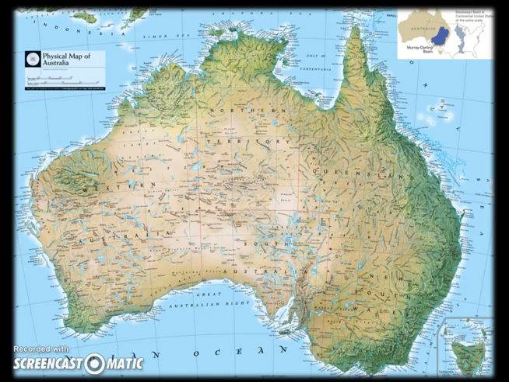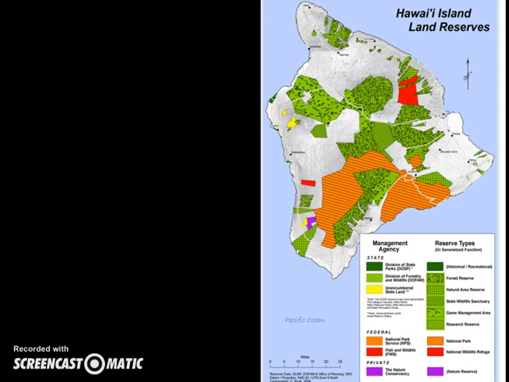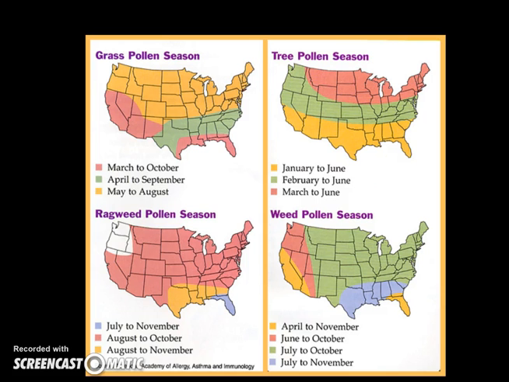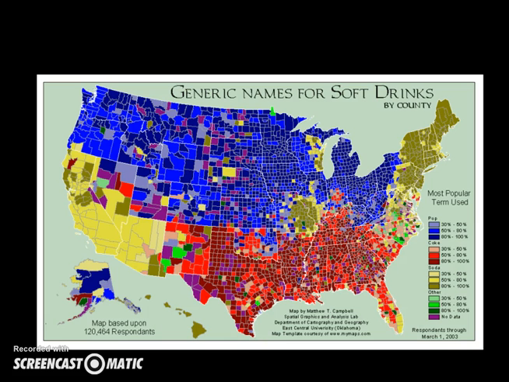Another type of general purpose map, we see the physical map of Australia, or locating physical features. We see a thematic map, looking at the different types of management agencies. We see a series of maps that are looking at different features. We also see a generic names of soft drink map, which we identified earlier as a choropleth map.